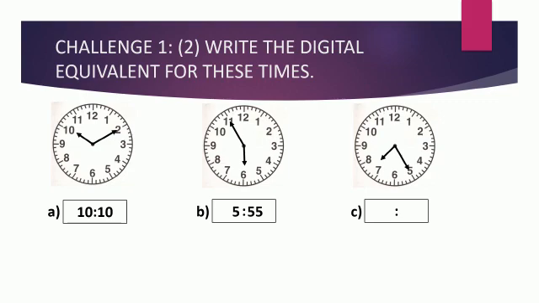Now move to the third clock. Here you can see short hand, which shows the hours, is on 7 and long hand, which shows the minutes, is on 5. It means that it's 7:25. Because long hand, which shows minutes, is on 5, it means that here are 25 minutes. And short hand, which shows hours, is on 7. So it is the time 7:25. Okay, students?